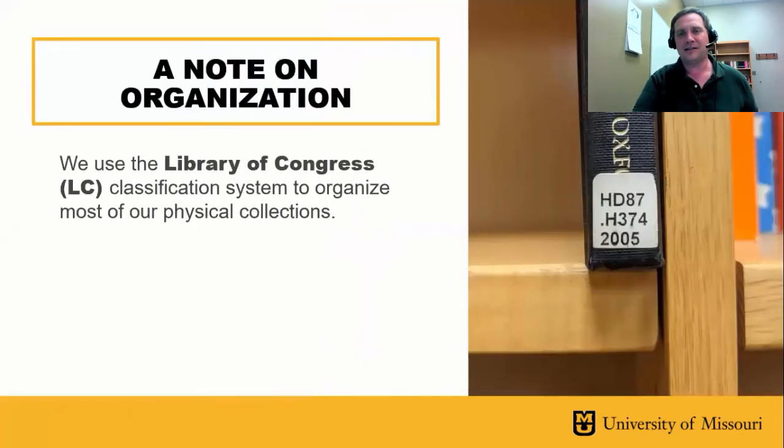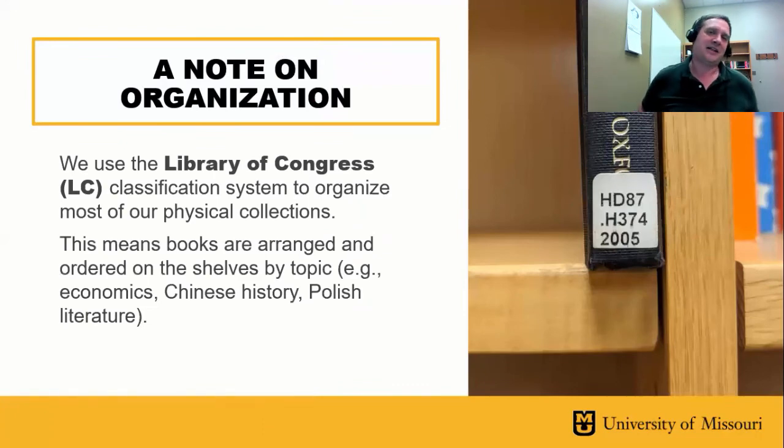And just a note on organization, you don't need to know the Library of Congress classification system, but just understand that that's the way that we organize most of the materials here at Ellis and in most of our other libraries. We don't use the Dewey Decimal System here, like a lot of public libraries or smaller academic libraries; we use Library of Congress. And basically, all that means is that our books are arranged and ordered on the shelves by topic. So there is a call number range specifically for economics or for Chinese history or for Polish literature and so on. And that just means that all books on those topics are going to be grouped together.